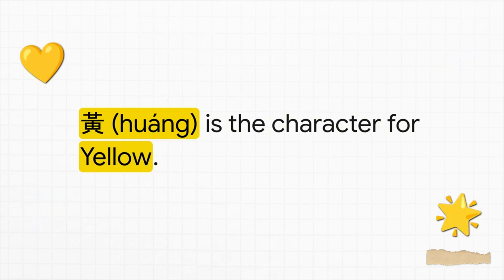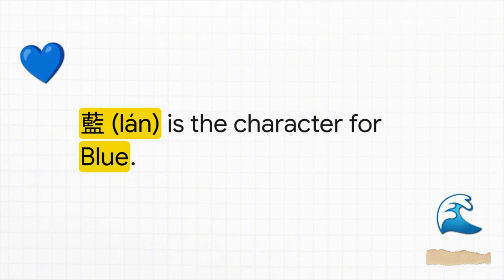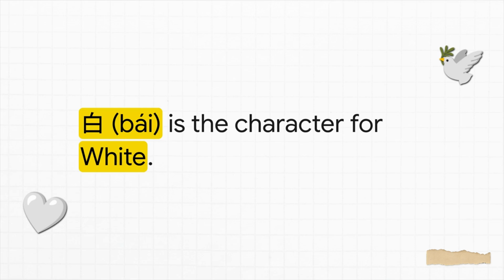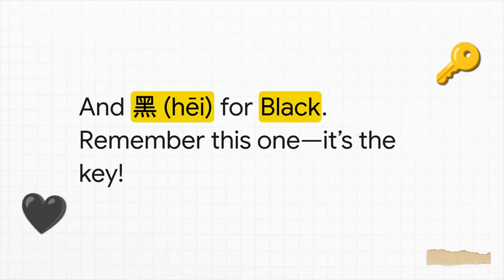Then there's huáng, for yellow. This one has some really cool history tied to the emperors of China. And here we have lǎn for blue. You'll see this one used all the time to talk about the sky or the ocean. Next is bǎi for white, which usually brings up ideas of purity and brightness. And last but not least, hē for black. Now you're going to want to remember this one. It is the key to our whole puzzle.